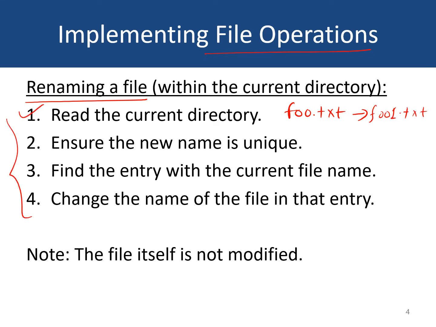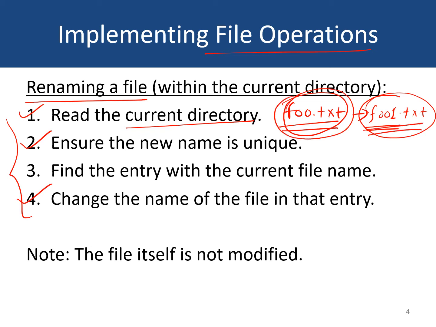First, we will read through the directory where this file foo.txt resides, and we would make sure that this new name that we want to use, foo1.txt, is unique inside the directory. So this is the second step. If this foo1.txt is unique, then we'll find the entry for this file foo.txt inside the directory, and then we'll change the name of this file from foo.txt to this new name foo1.txt. Note that when renaming a file, the file contents are not modified.